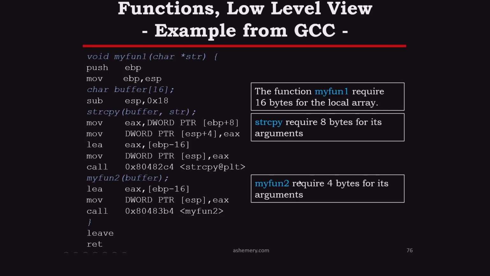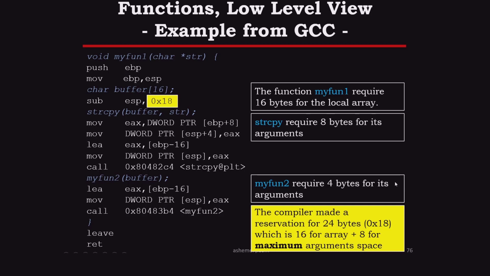And also my function 2 here requires 4 bytes for its argument. It's taking a pointer to a buffer, and that argument is 4 bytes. This means the compiler made the decision to reserve 24 bytes, which is 18 in hex, which is 16 for the array and 8 for the maximum argument space required. Since this one was used the same, we didn't need to allocate that space twice. We just used it once. So 16 and then 4, which means 20, and then another 4, which means 24.